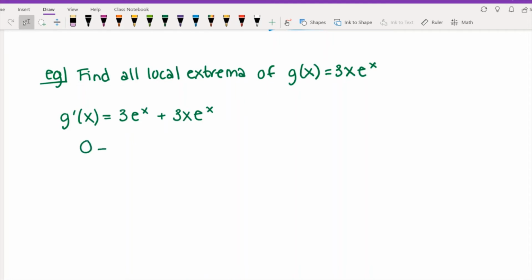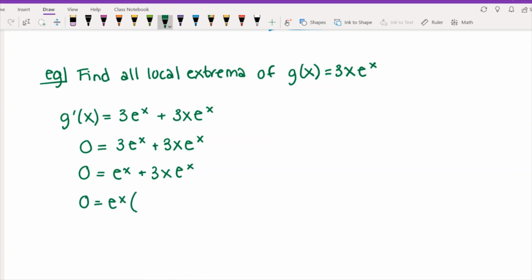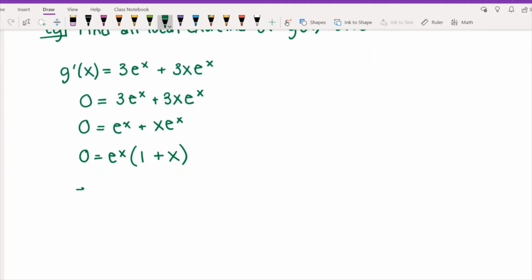So if we want to set this equal to 0, then we can start to factor some stuff out. So we can start by dividing everything by 3. And then we have e to the x plus x e to the x. Oops, and I didn't get rid of that 3. I divided everything by 3, so that should have been just x e to the x. And then we can factor out an e to the x. So if we factor out e to the x, we're left with 1 plus x. And so that tells us that either e to the x is equal to 0 or 1 plus x is equal to 0.